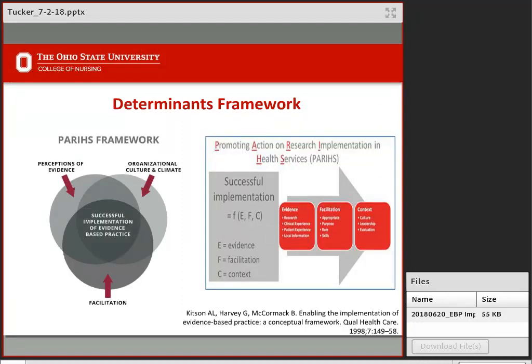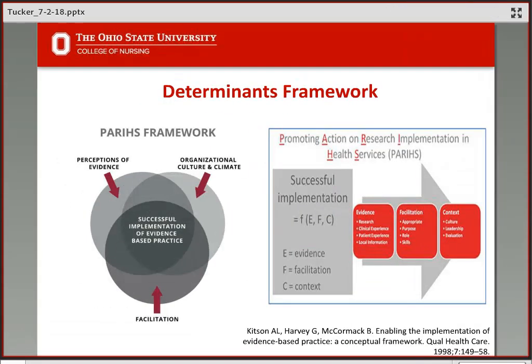When we think about determinants frameworks, I think about the PARIHS framework, which is Promoting Action on Research Implementation in Health Services. This framework is also well recognized and used worldwide. I have appreciated the framework myself and used it to guide some of the work that I've done. And I like that it has those three core components: what does the evidence say, what kind of climate and organizational culture is this practice being brought to, and then who or what is going to facilitate. Those three things together can lead to the successful implementation of an evidence-based practice initiative.